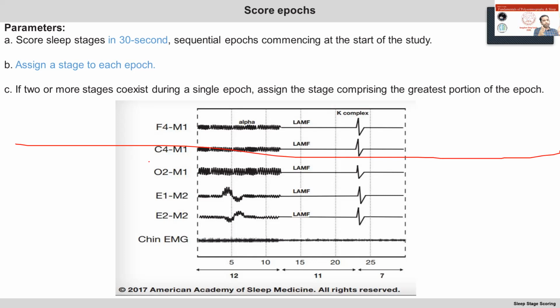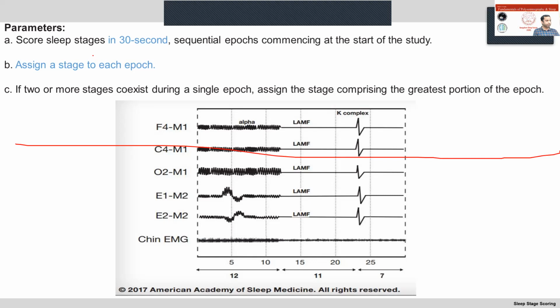So according to that, we have to assign that epoch, that 30 seconds, whether it is wake or sleep, REM sleep, what the stage is. Okay, so that is called an epoch. A 30-second epoch commencing at the start of the study is assigned to a stage, and for each 30 seconds of the data, we have to assign a stage like that.